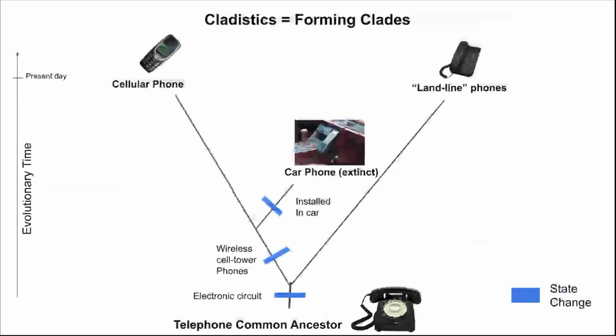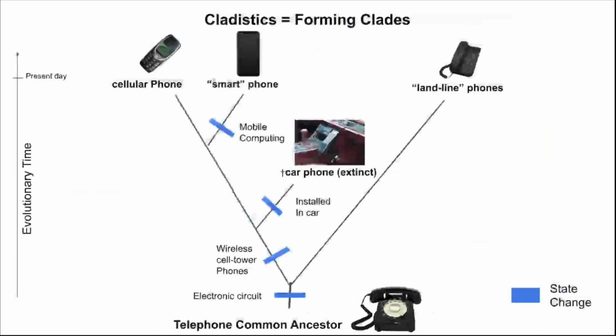Now, the extinct car phone has three state changes from that telephone common ancestor. As an electronic circuit, as a wireless cell phone tower, the ability to communicate through radio waves. And then it also has the installation in a car that makes that its own unique evolutionary branch. Well, let's look at a last branch here, and we call that a smartphone. Now, that's wildly more popular than these other phones at the present day, but you can still find cellular phones and you can still find landlines if you really look.